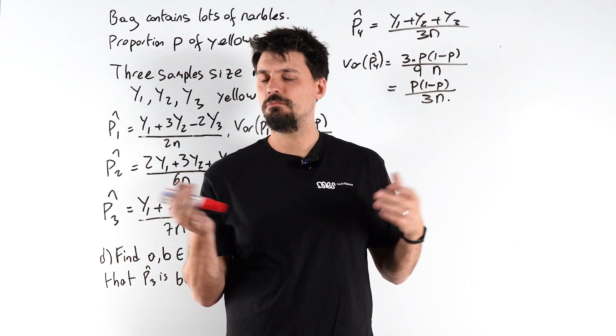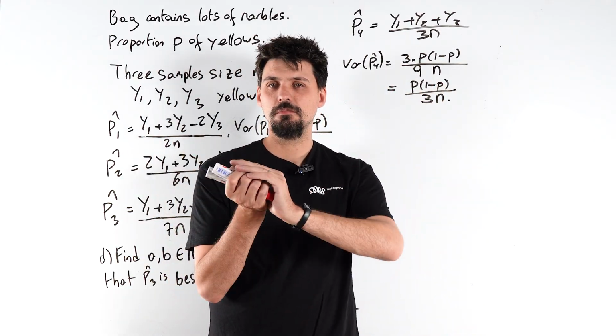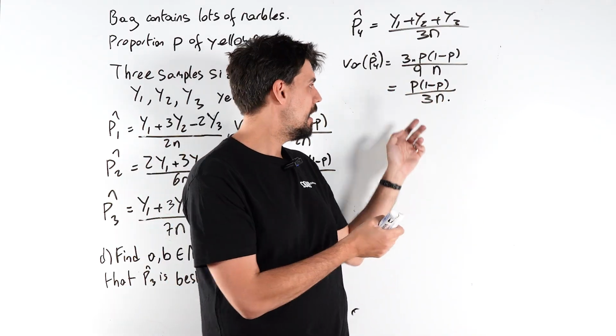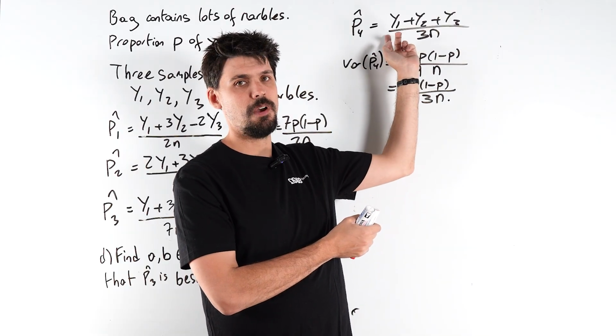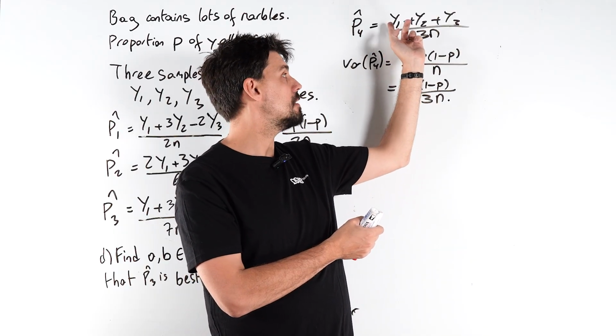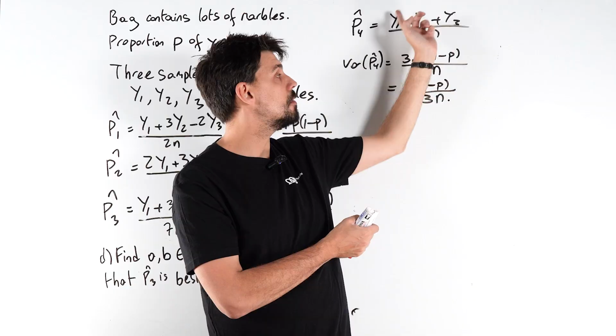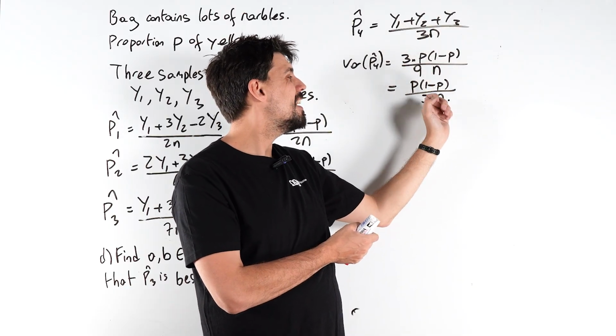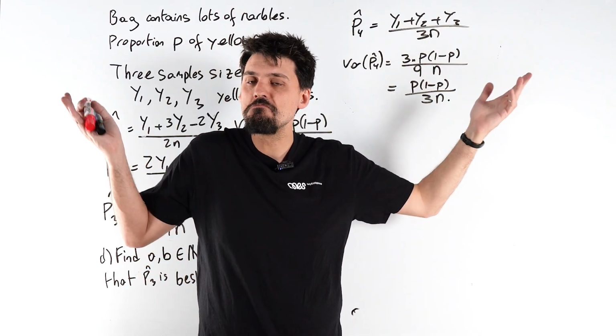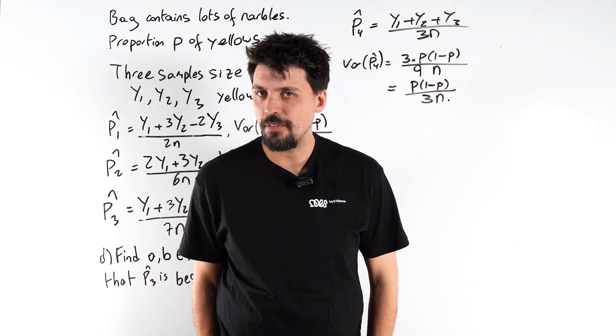Can we prove it? One for you to try at home. See what you can do. Is that our best one? Can we come up with a better estimator using combinations of y1, y2, and y3? Can we come up with one that has an even smaller variance than that? Don't know. Have a think.